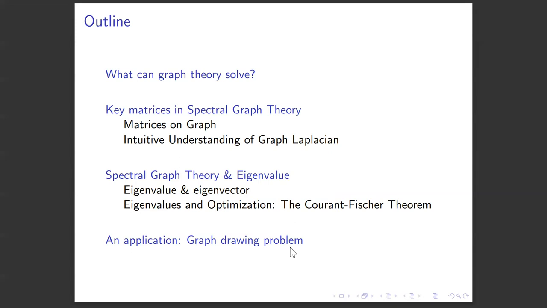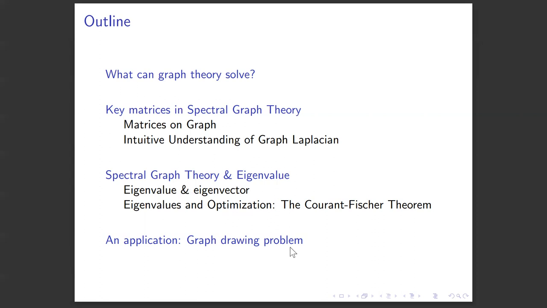The second thing is the key matrices in spectral graph theory. A graph is a very general form to represent data, but not all graphs have good properties. So spectral graph theory only focuses on some very special matrices. These matrices are easy to analyze and have good properties.